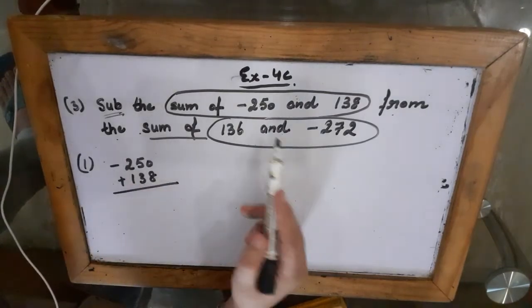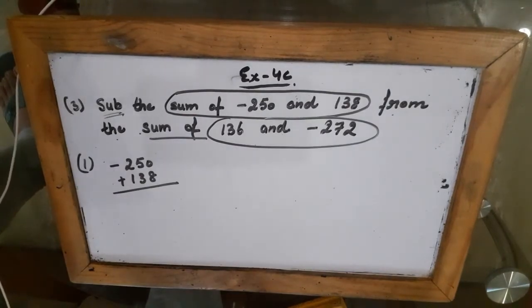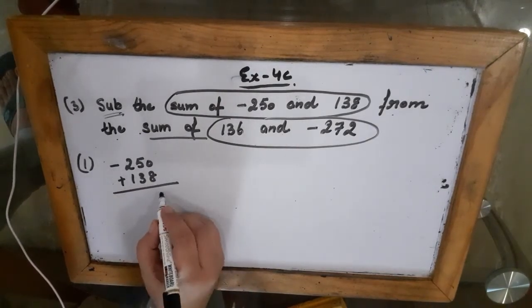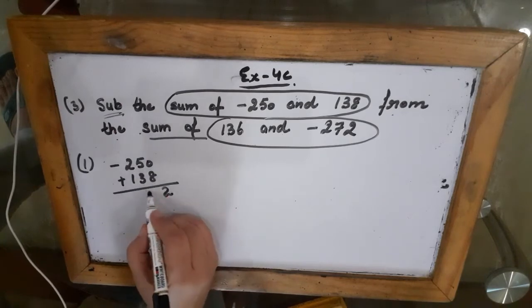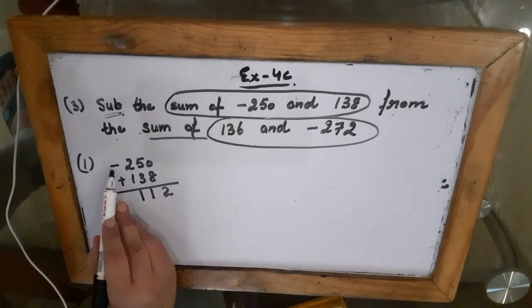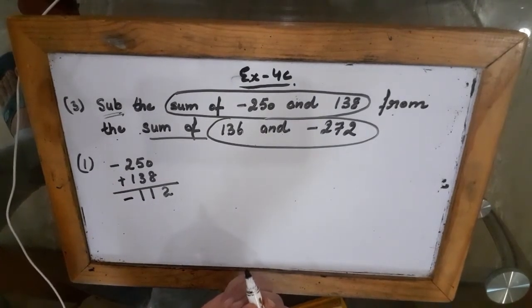One is negative and one is positive, so I have to apply the rule that one is negative, one is positive, so I cannot add them. I have to subtract. 112, and because the bigger number is negative, my answer will be negative 112.